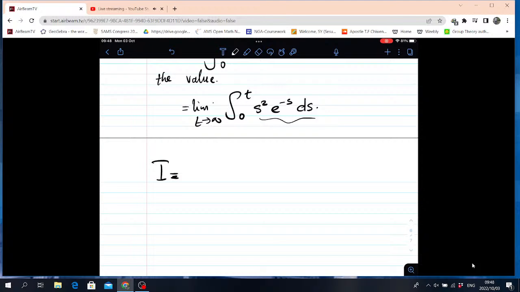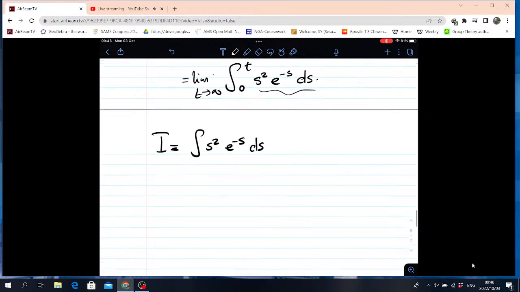So let's say the indefinite integral is equal to the integral of s squared e to the minus s ds. And then once we find the indefinite integral, then we can find the definite integral. And then once we find that, we then take the limit, and then we have our answer. I hope that is clear. So the 3 steps: indefinite integral, then we deal with the definite integral, and then we take the limit.